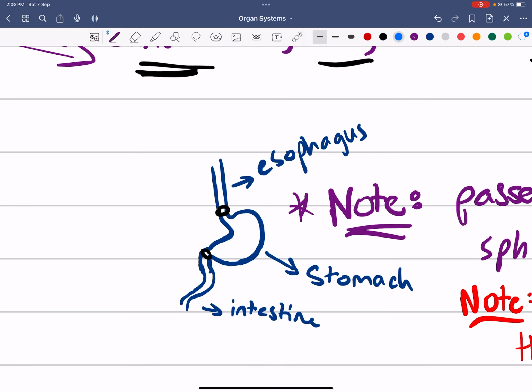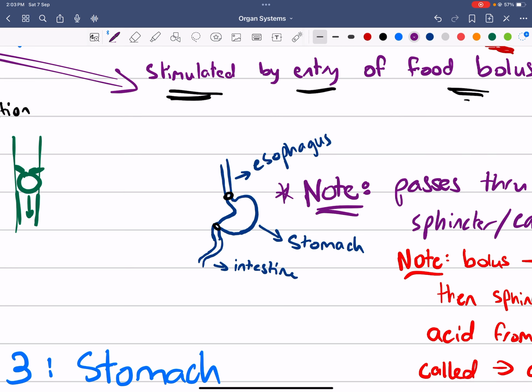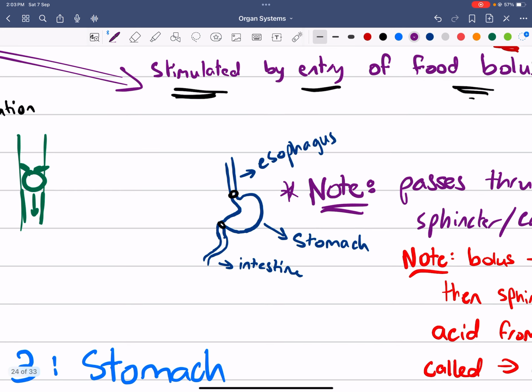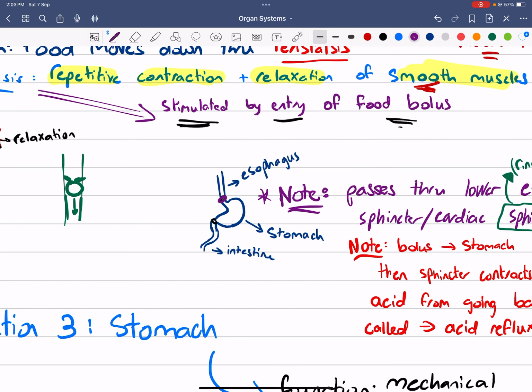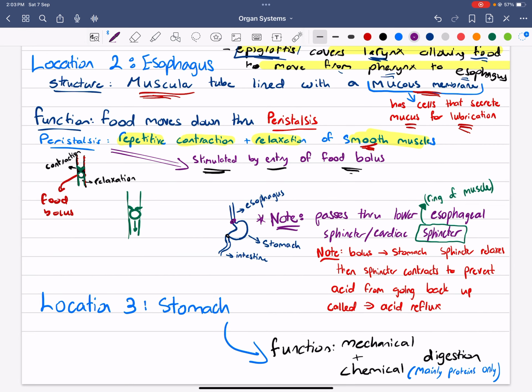However, as you guys can see, I added a small note, so there's something important you must know. So this is the esophagus. Before it reaches the stomach, we have a ring of muscle. So this ring of muscle, we call it a sphincter. It usually contracts or relaxes. So for the food to pass through into the stomach, we have a sphincter here called the lower esophageal sphincter, or they call it a cardiac sphincter. And it relaxes, which allows the food bolus to pass from the esophagus into the stomach.